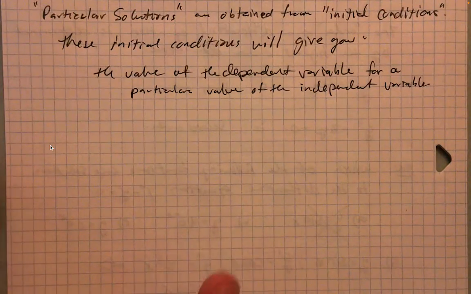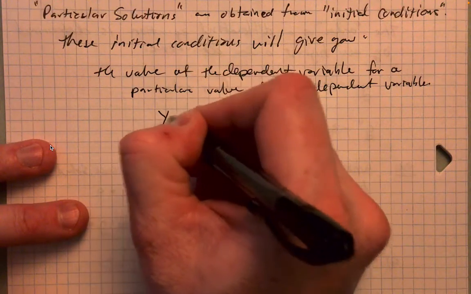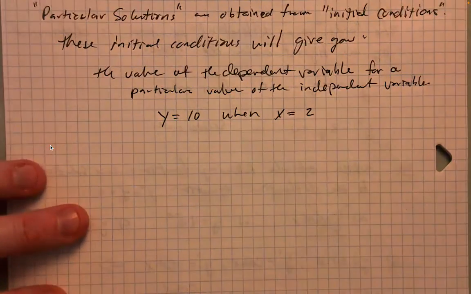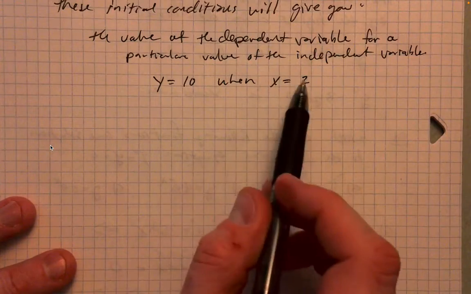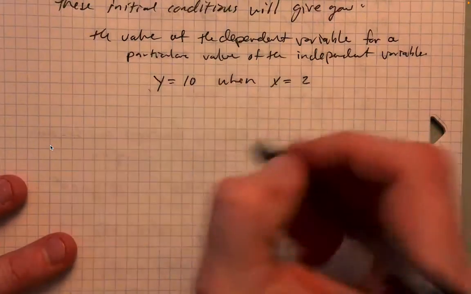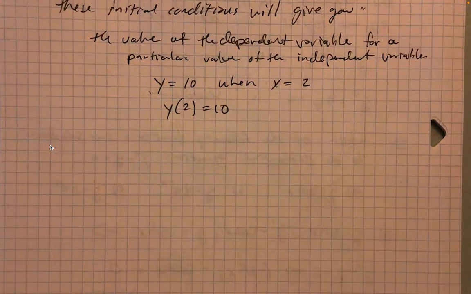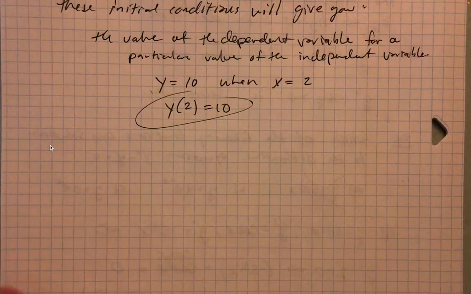Okay, so they can look like this. They can be as simple as y equals 10 when x equals 2. So here x is the independent variable, y is the dependent variable. Frequently they'll look like this, y of 2 equals 10, rather. That's more common, I'd say. So y is the dependent variable, x is the independent variable, and the value of y is 10 when x is equal to 2. A more concise way to write it.